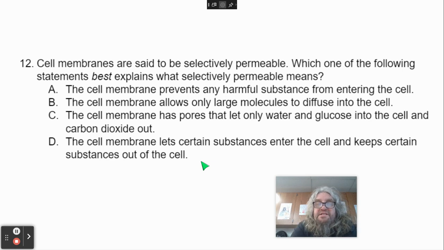Number 12, cell membranes are said to be selectively permeable. Which one of the following statements best explains what selectively permeable means? A, the cell membrane prevents any harmful substance from entering the cell. B, the cell membrane allows only large molecules to diffuse into the cell. C, the cell membrane has pores that let only water and glucose into the cell and carbon dioxide out. D, the cell membrane lets certain substances enter the cell and keeps certain substances out of the cell.